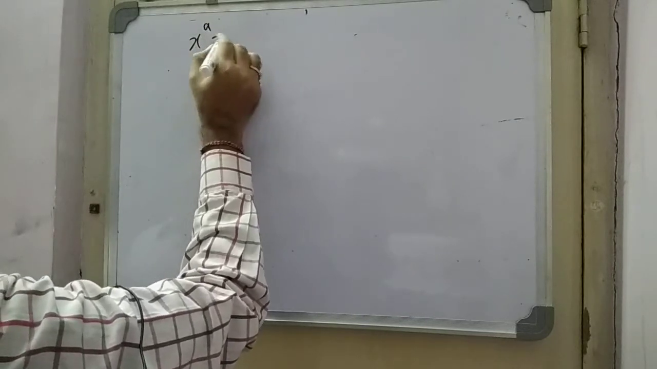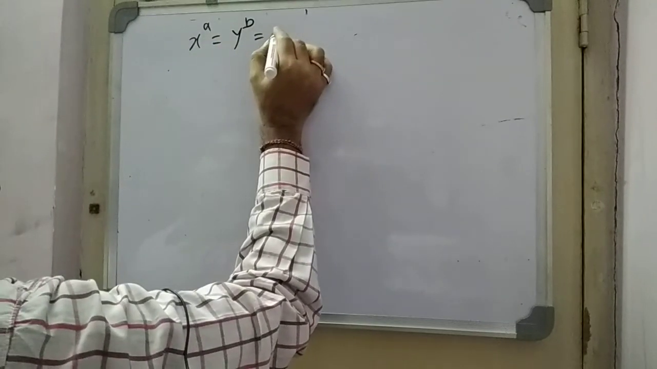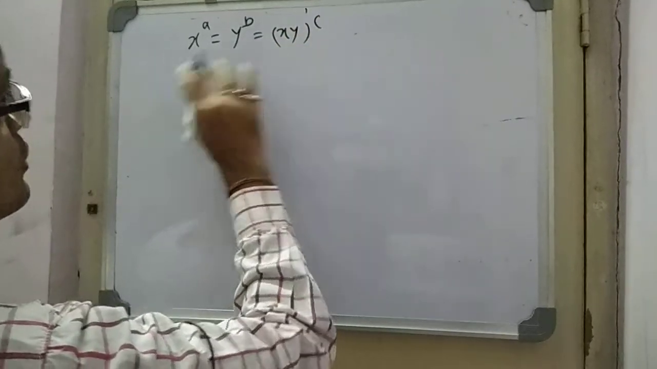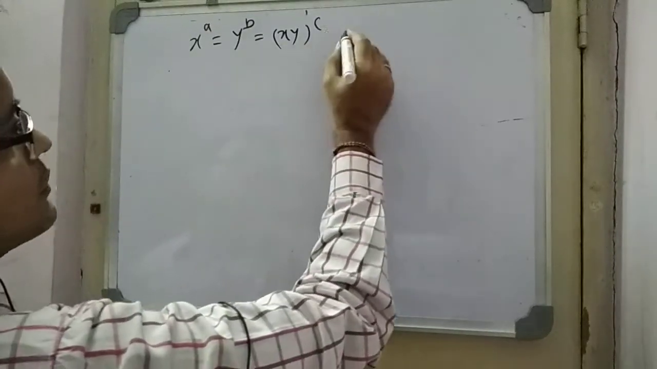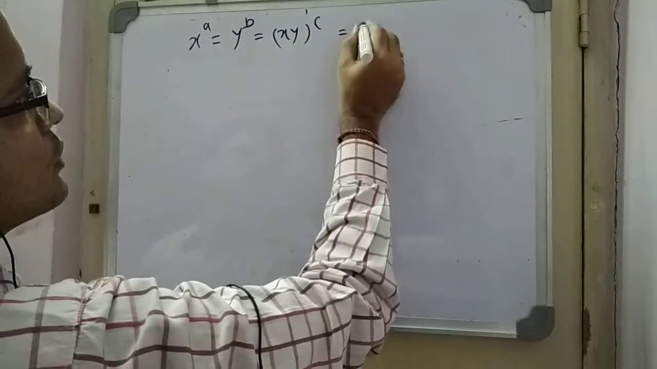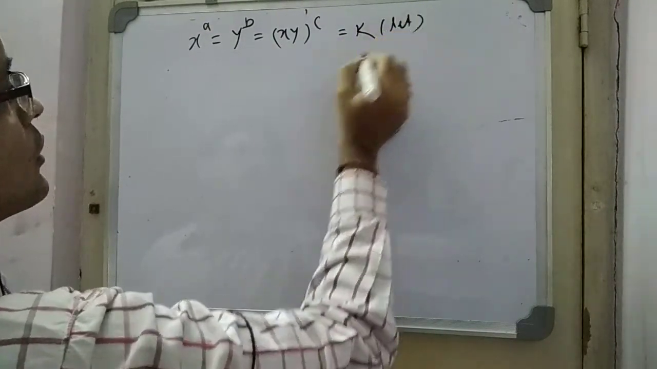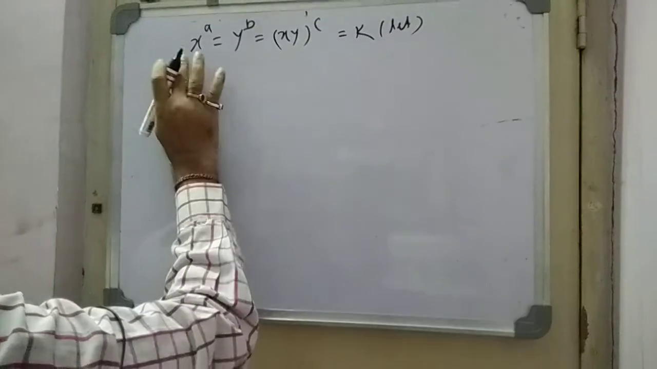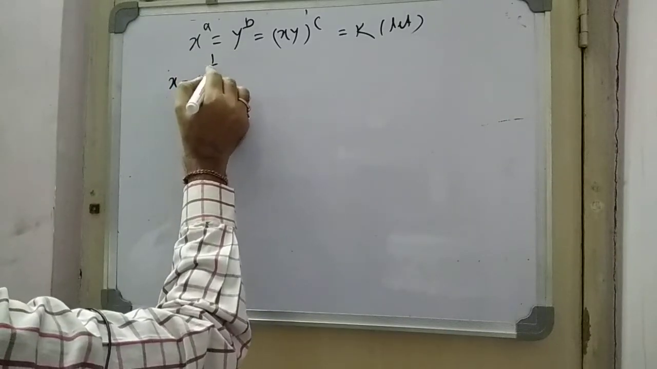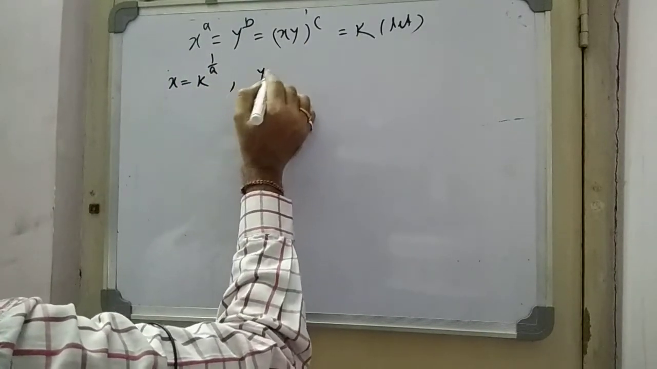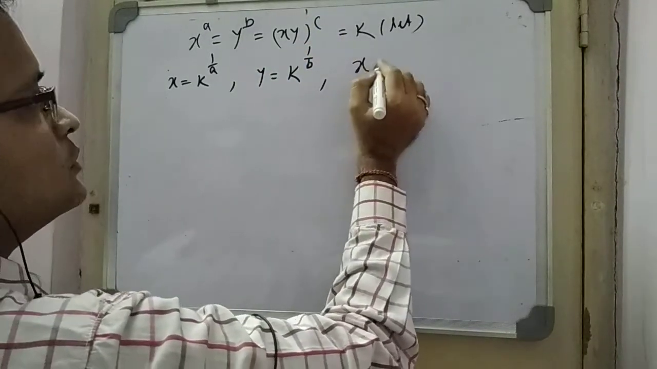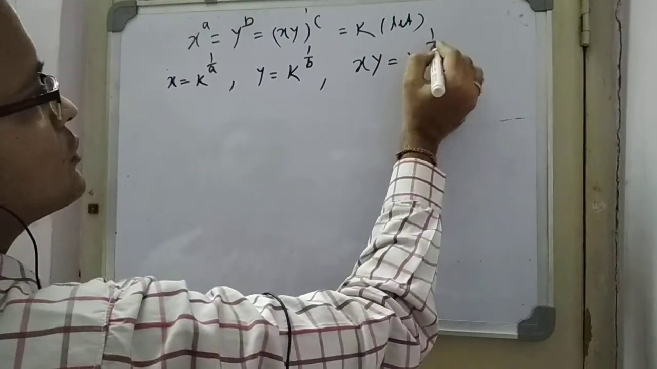Another problem is x to the power a, y to the power b, xy to the power c. So what is the relation between this, a, b, c? We need to find that out. So assume this equal to this equal to this equal to k. This is a constant. So x to the power a equal to k means x equal to this. y to the power b equal to k means y equal to k to the power 1 by b. xy to the power c equal to k, that means this.